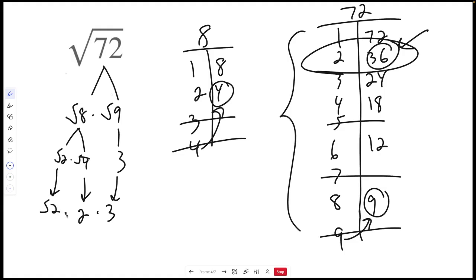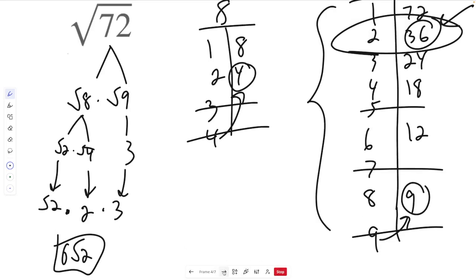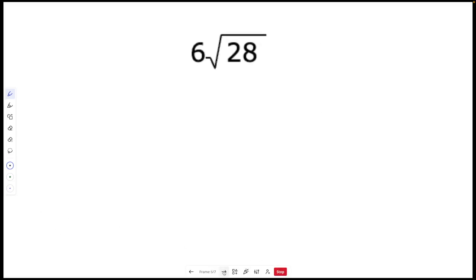And now you just multiply your regular numbers together and put them at the front. So you get 6 square root of 2. Final answer, right? You get the same answer. It has some extra steps, though. So that's why it's always better to choose the bigger perfect square.